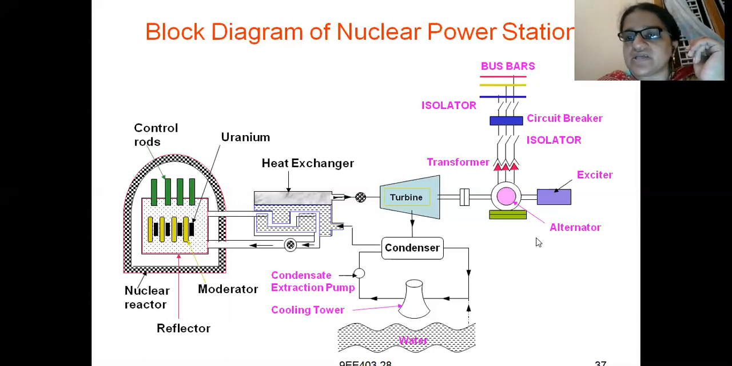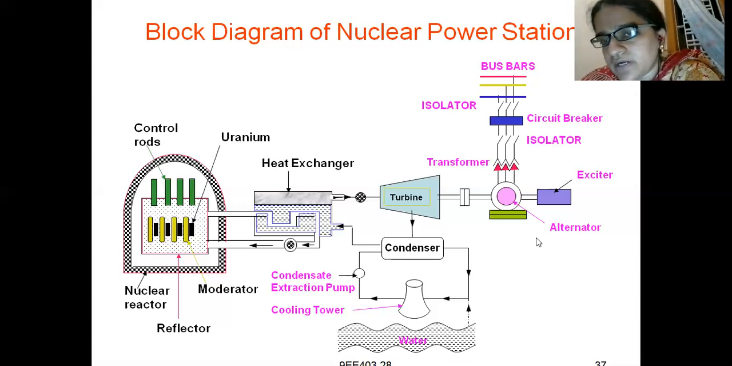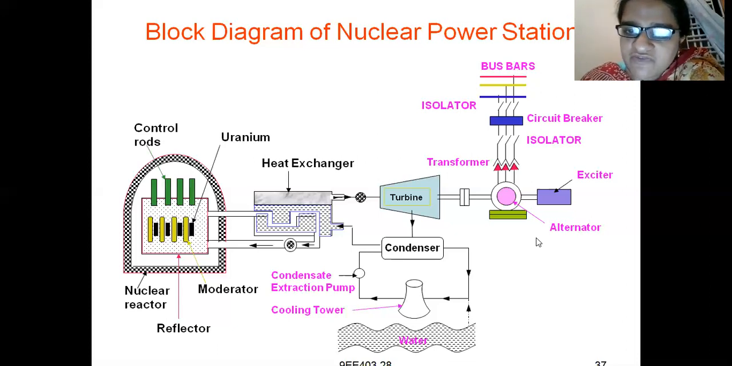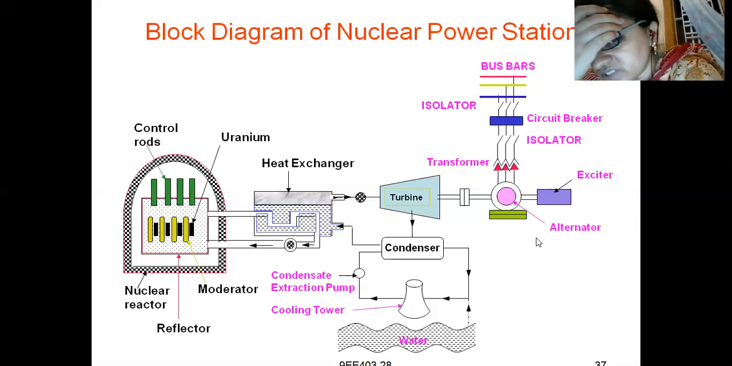Usually we give DC excitation for alternators. So we give a DC excitation for the alternator, and the rotor of the alternator will rotate as it is coupled to the shaft of the turbine. Now mechanical energy will be converted into electrical energy in an alternator.